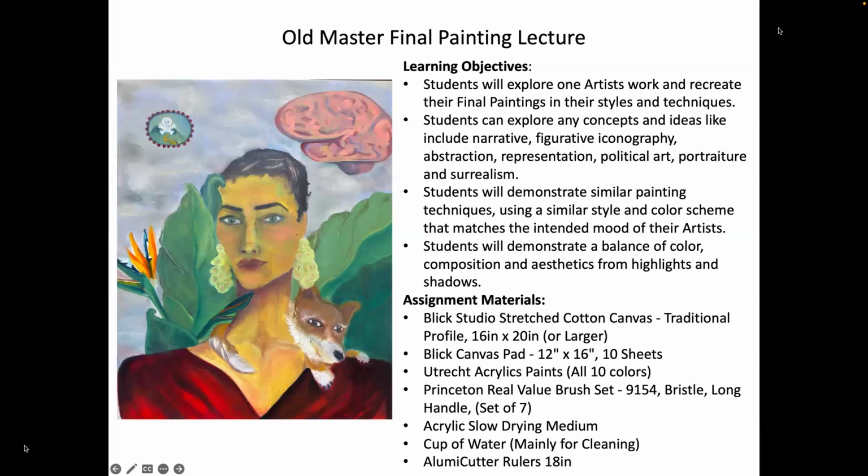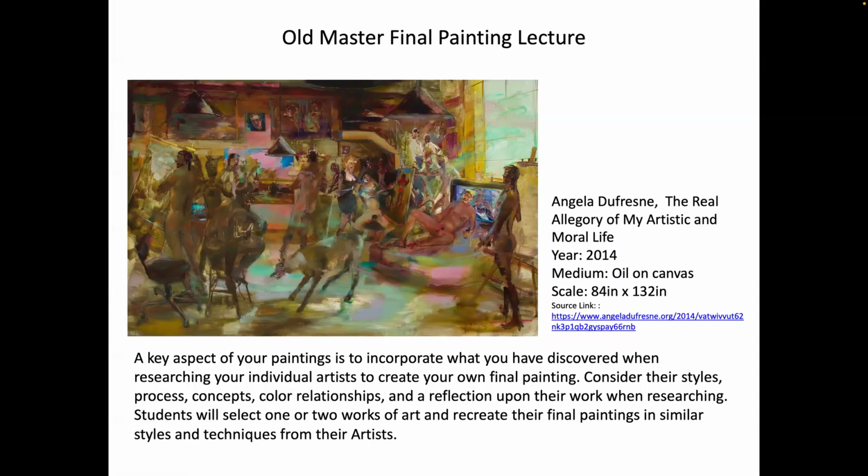And part of this also is to incorporate all of our learning objectives with our final, but also to see what we have learned from the still life painting, the color wheel, as well as the landscape painting, in order to then create our final painting for the quarter. Now, a key aspect of your paintings is to incorporate what you have discovered when researching your individual artists to create your own final painting. Consider their styles, process, concept, color relationships, and a reflection upon their work when researching.